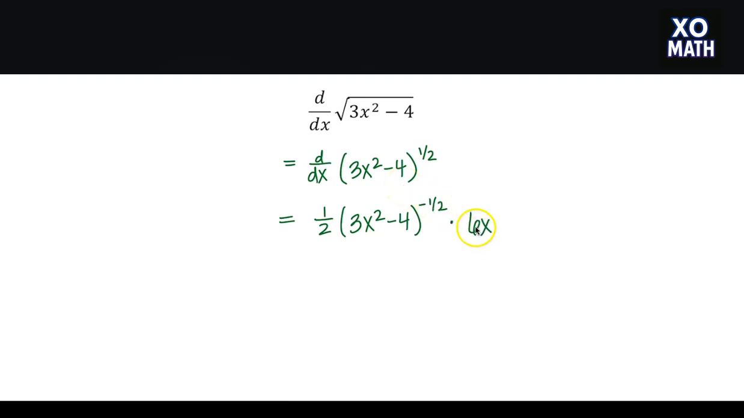Now let's simplify this a little. 6 times 1/2 is 3, so I'm going to have 3x. And that's going to be in the numerator because the quantity 3x squared minus 4 is raised to a negative exponent. So I'm going to bring that down to the denominator, the other side of the fraction bar, to make it a positive exponent, which really will turn it back into a square root. So when I bring this to the denominator, it's going to be the square root of 3x squared minus 4. So this is my answer.